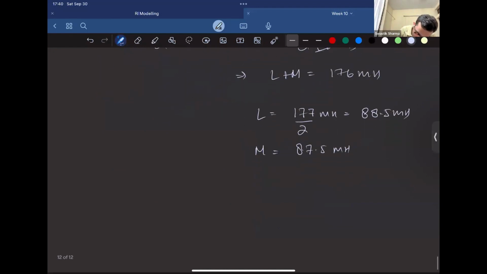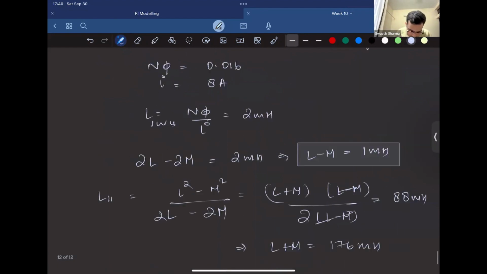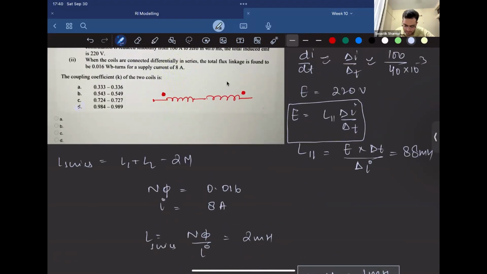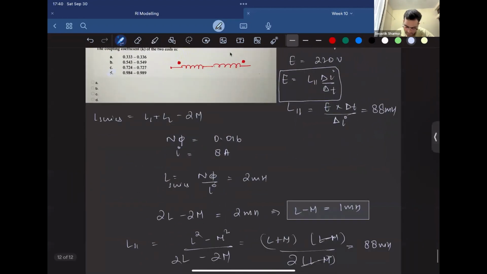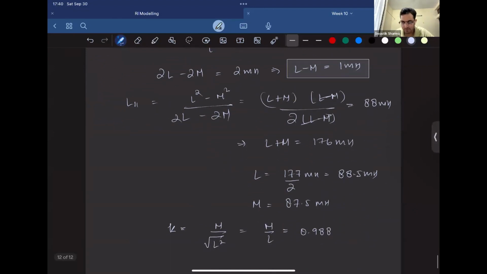So we are required to find the coupling factor, which is given by M upon under root L square, which is M upon L. So this comes out to be 87.5 divided by 88.5. This is 0.988. So which is the answer? It's D part. So any doubt? So it's simple, right? I just saw what kind of tests they conducted and followed the results, and I got the value of coupling factor.